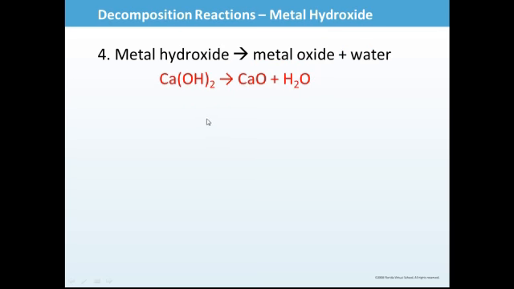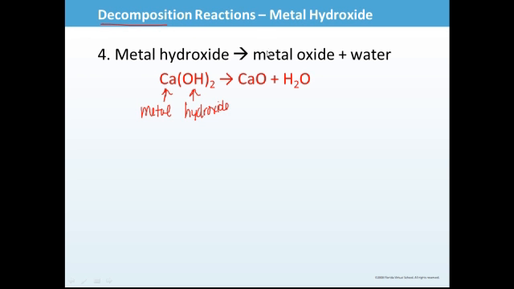Decomposition type number 4, metal hydroxide. Once again, we look at our reactant. We see that we have one reactant, that's decomposition. Then we have to figure out which type of decomposition this is. So I'm going to look at my reactant, and I'm going to see if I have a metal or nonmetal. And this, OH, I must recognize as metal hydroxide. And then I find it on my handy dandy sheet that you're going to hopefully write down or print.